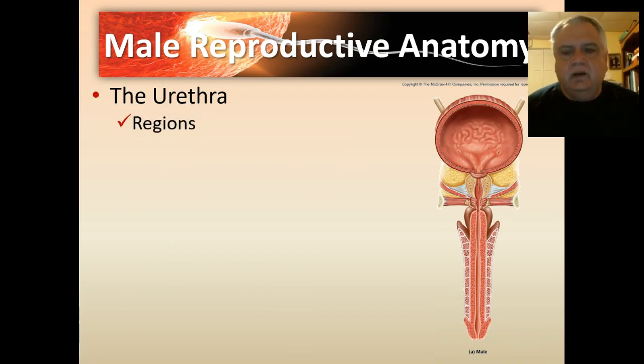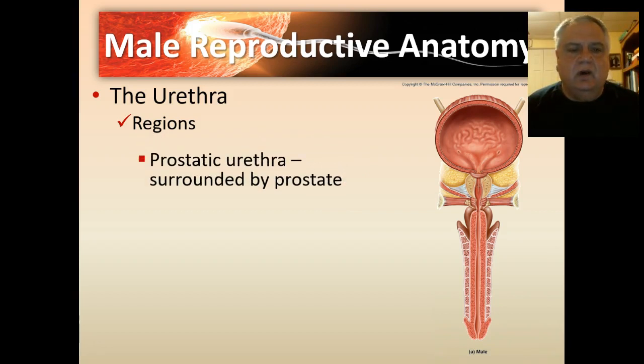The urethra is fairly long and extended, so it's divided into regions. The first region is called the prostatic urethra. This is the portion of the urethra that is surrounded by the prostate gland. So here we can see the prostate gland, just where the urethra comes out of the bladder, and the urethra passes through the prostate gland. This is referred to as the prostatic urethra.